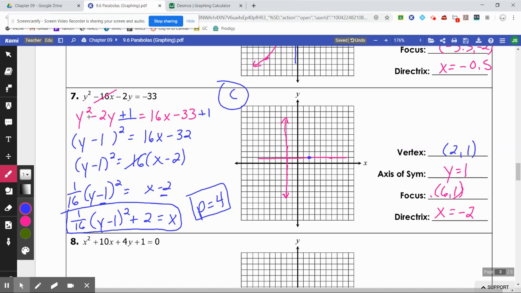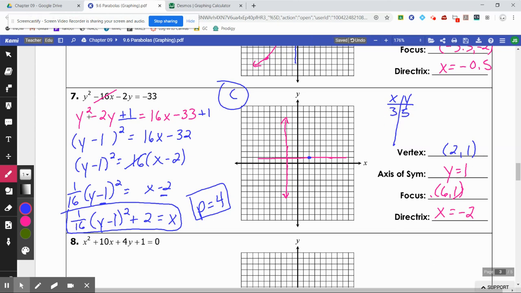So if I plug in a 5 here, 5 minus 1 is 4. When you square 4, it gives you 16. So let's plug in a y value of 5. Let's do that. 5 minus 1 is 4. 4 squared is 16. 1/16 of 16 would be 1. And then when you add 2 to that, it gives you 3. That came out really nice and neat.